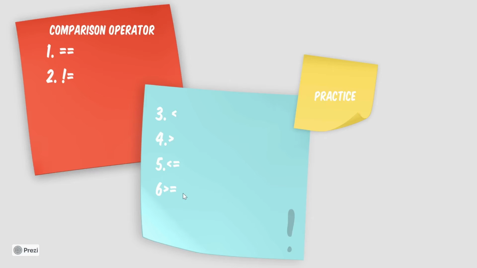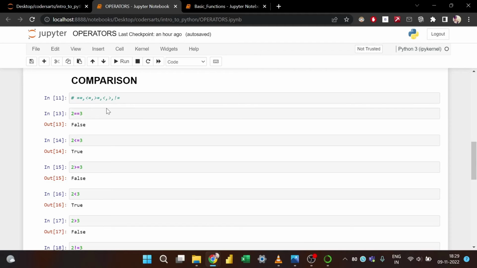So again, now let us look at the practicality of this particular comparison operator. We can see the examples here. Suppose I write 2 is equal to 3. We all know 2 is not equal to 3, so it will give the answer as false. Now if I say 2 is less than or equal to 3, which is true, so it will give output as true.